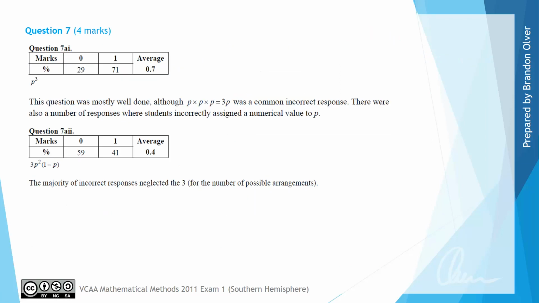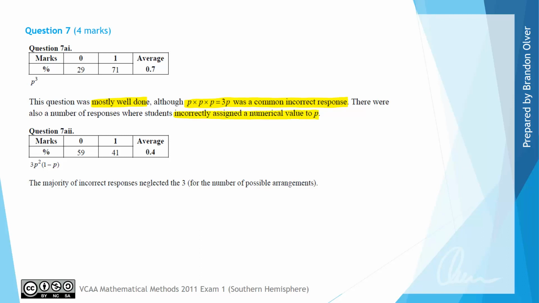From the examiner's report we can see that 71% of students got part 1 correct, and it was mostly well done, although some students wrote p times p times p is equal to 3p, and that was a common incorrect response. There were also a number of responses where students incorrectly assigned a numerical value to p.